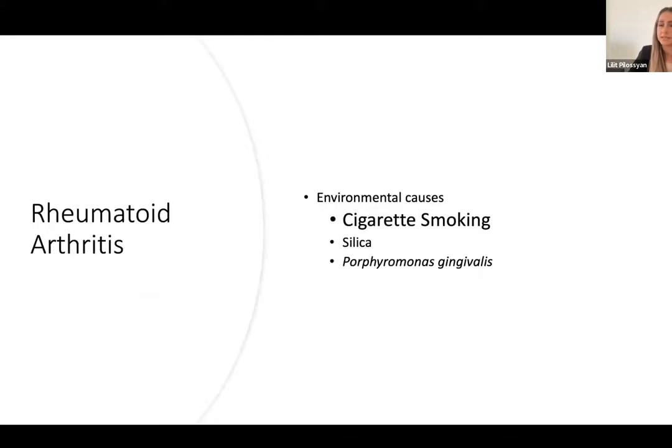So now we're going to discuss the environmental causes. As we previously reviewed, rheumatoid arthritis has a lot of components, and the environment is a big part of its development. Of all the environmental causes, cigarette smoking has the biggest role in triggering rheumatoid arthritis, along with contributing to the severity of the disease. The other two that we will talk about are silica, as well as one bacterium, P. gingivalis, which is found in our oral cavity.